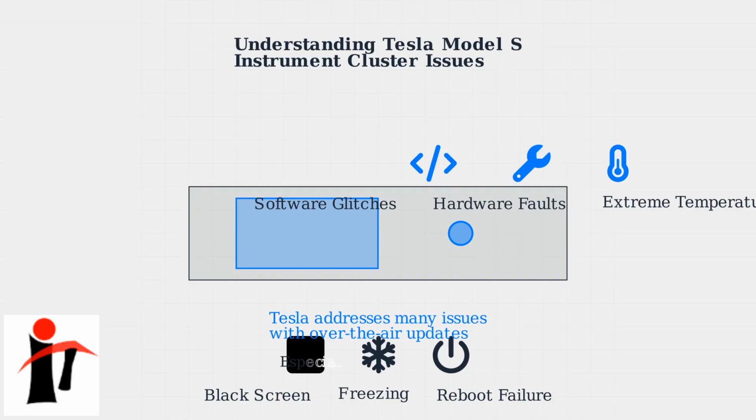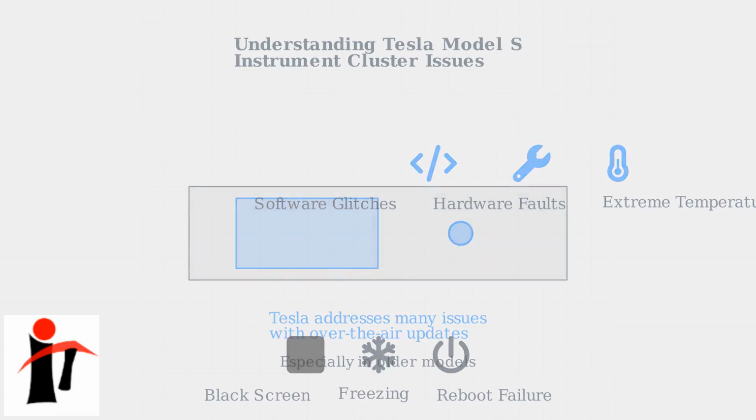Tesla has addressed many of these problems through over-the-air software updates, which can automatically fix glitches and improve stability. These issues still occur more frequently in older Model S vehicles built before 2021. In the following sections, we'll guide you through troubleshooting steps and potential fixes to resolve these instrument cluster issues.